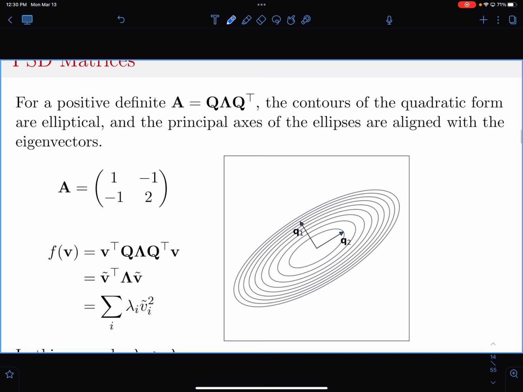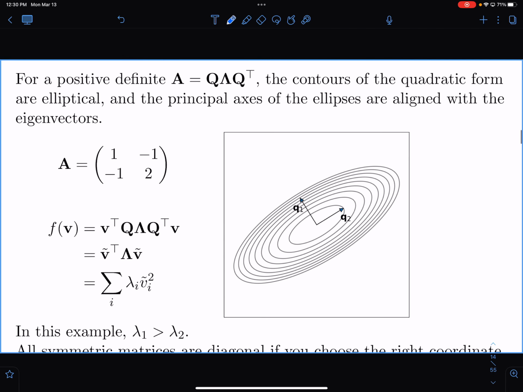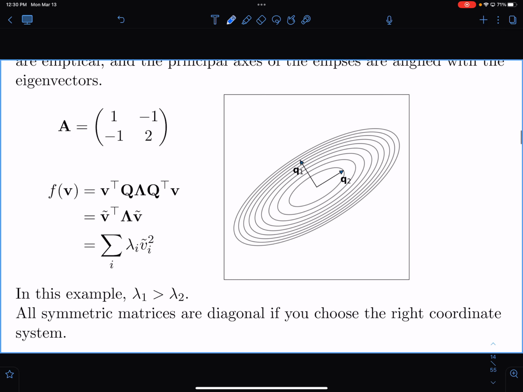But in general, the axes are going to be aligned to the directions of the eigenvectors and eigenvalues, because those are the directions where things just scale naturally. So in this case, we have a non-axis aligned quadratic form. And in this sense, all symmetric matrices are going to be diagonal if you look at the coordinate system of the eigenvectors.